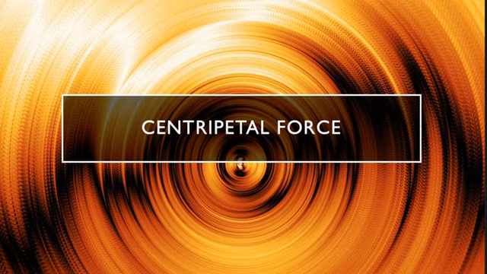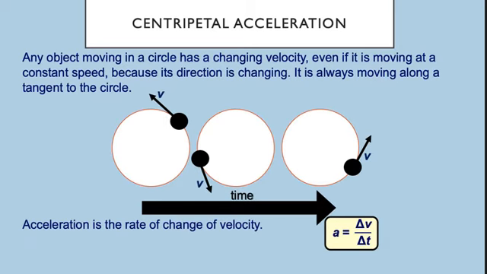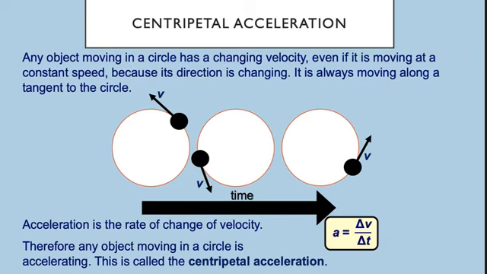Okay, so today we're going to be looking at centripetal force. We looked at centripetal acceleration before. Any object moving in a circle has a changing velocity, even if it is moving at a constant speed, because its direction is changing. It's always moving along a tangent to the circle. So we've got three diagrams here of an object moving around in circular motion. Over time you can see that the velocity, although the arrows are the same size, they're changing direction, and therefore the velocity must be changing. As acceleration is the rate of change of velocity, any object moving in a circle is accelerating, and this is called the centripetal acceleration.